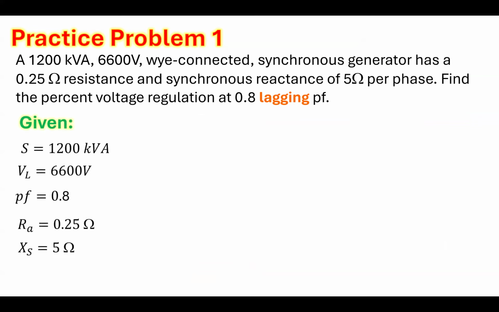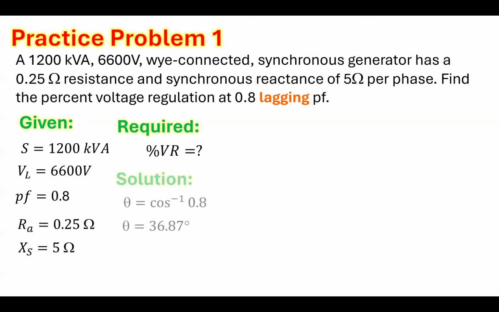So we can write the given first. The apparent power is 1200 kVA. The line voltage is 6600 volts. The power factor is 0.8. The armature resistance is 0.25 ohms. And the synchronous reactance is equals to 5 ohms per phase. So we are asked to solve for the percent voltage regulation.